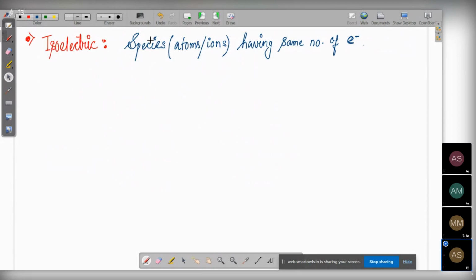Okay. So species, that is the atoms or ions having the same number of electrons, are called isoelectric. So let's try to understand isoelectric species with example. For example, let's take O2 minus, F minus, then let's take Ne, then let's take Na plus and Mg2 plus. So I have written 5 examples. Now let's see whether they are isoelectric or not.